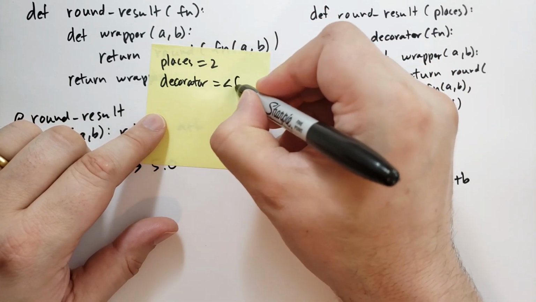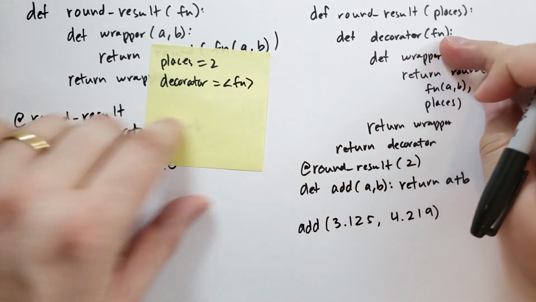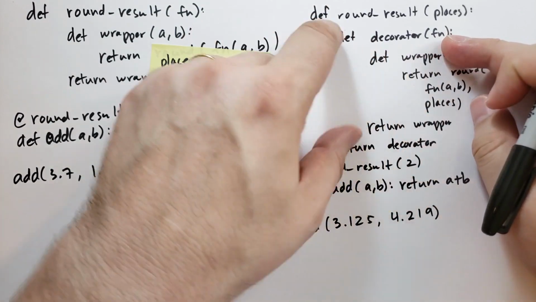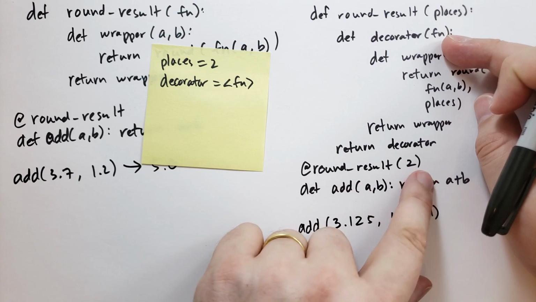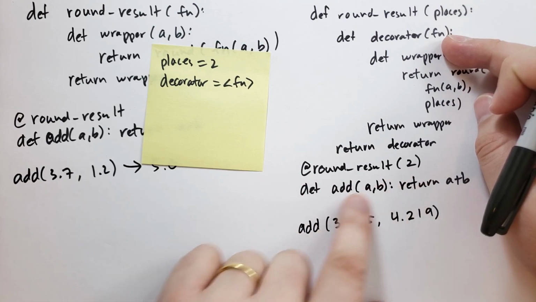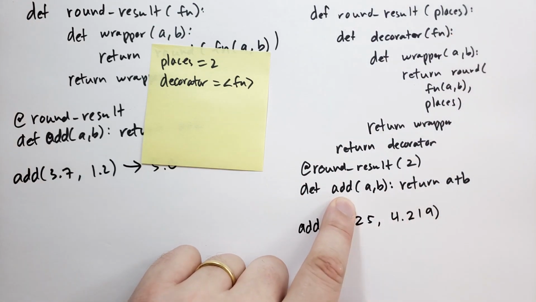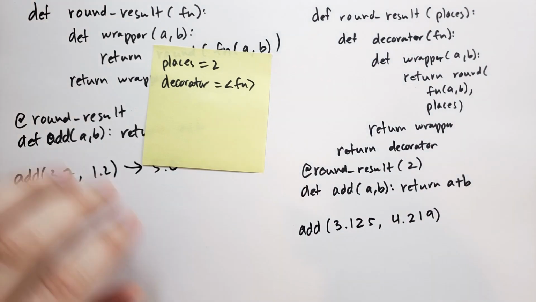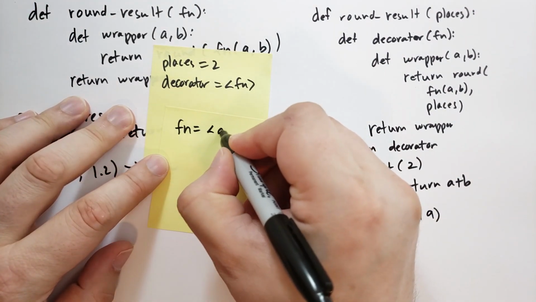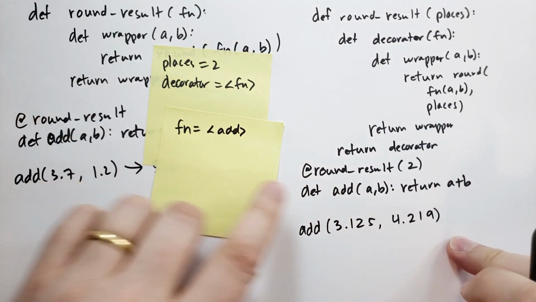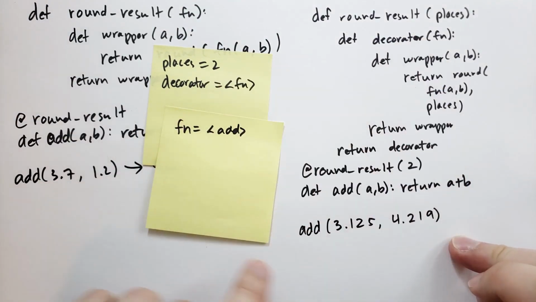And it assigns that to the function, right? It doesn't actually call this function, it's just creating this function. So we've run this decorator, and now we're returning this decorator. So round result 2 gives you the decorator, and now the decorator is called with the function add. So now we're calling that add function that we've defined there. So now we're calling the decorator with the function.